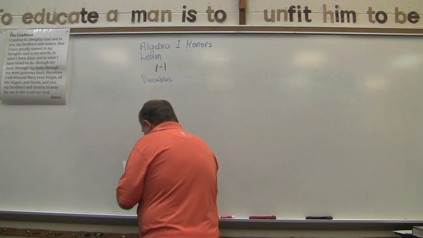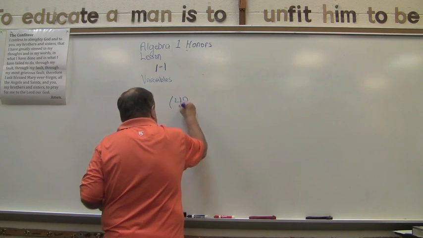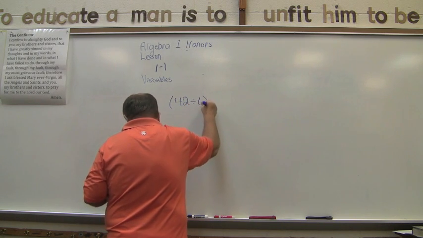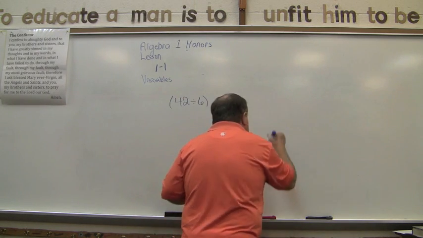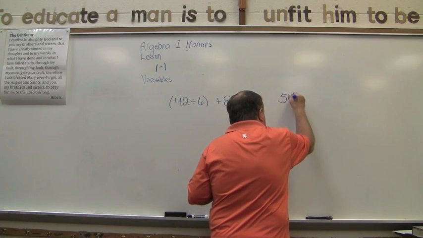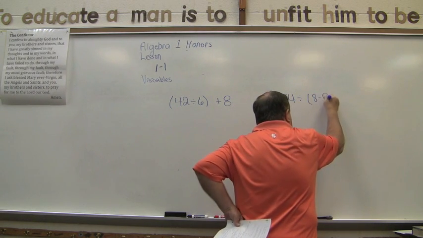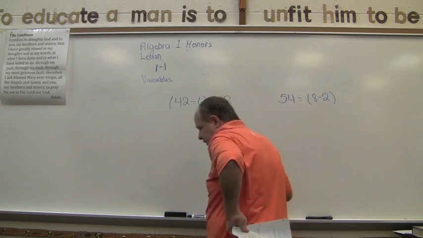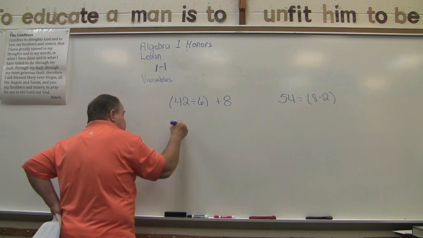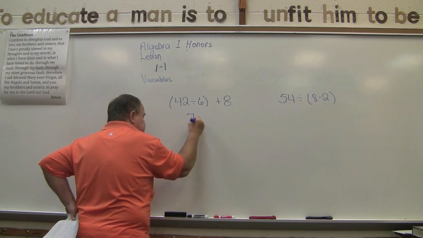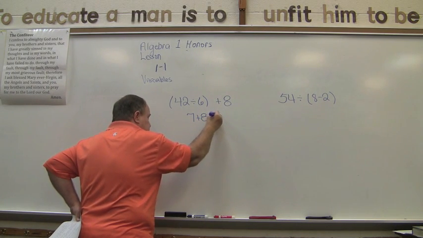Okay, let's look at this one. We're going to try to simplify these. 42 divided by 6, plus 8, and then over here we're going to have 54 divided by 8 minus 2. The order of operations always says that we do whatever is inside our parentheses first. In this case, we're going to divide 6 into 42, which is 7, and we add them together, and we get 15.